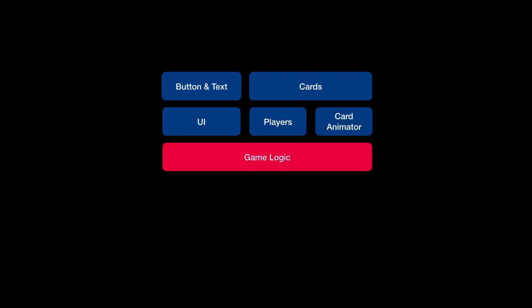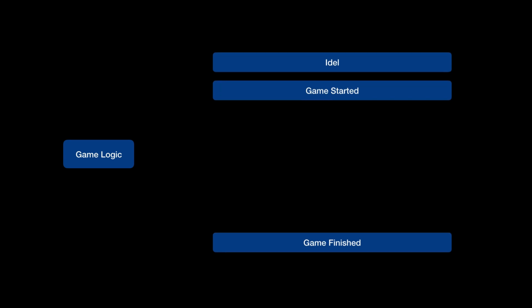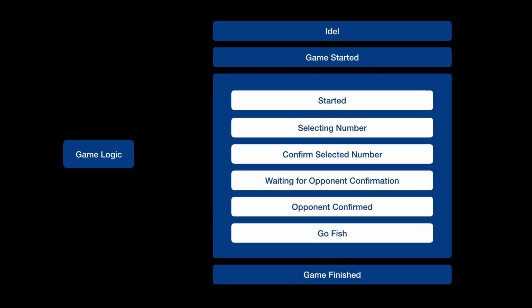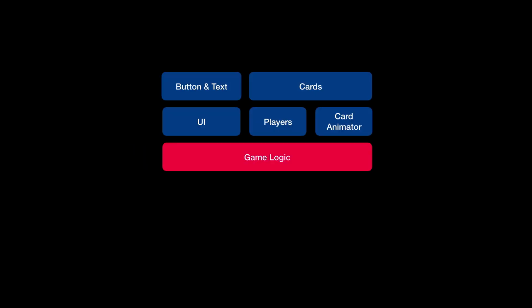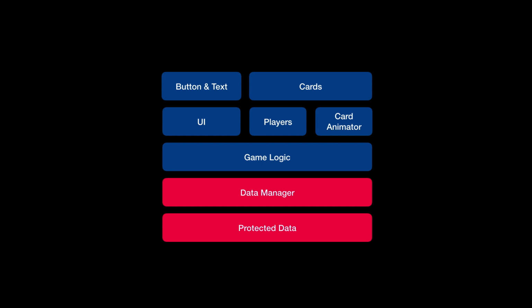Under the player and card animator is the game logic component, which is a state machine that describes the game flow. We have 3 game states, which are idle, game started, and game finished. And for each turn, we have 6 turn states. And under the game logic is the data layer of the game. We have the data manager component that can access the protected data of the game.